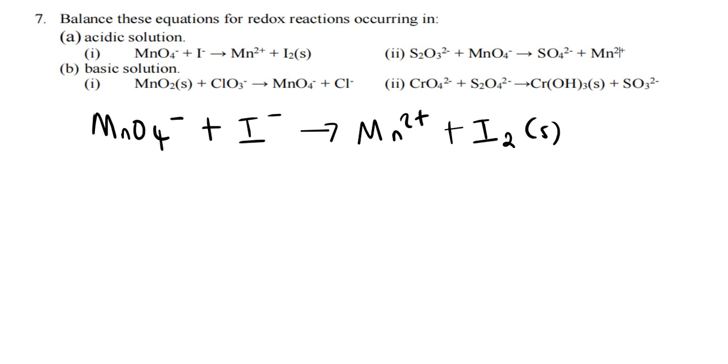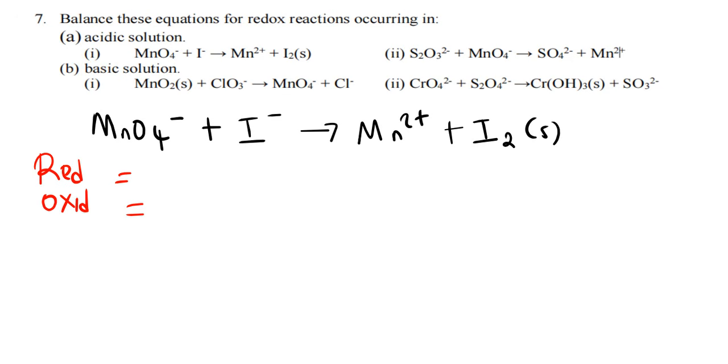Every time we're balancing in acidic or in basic media, you have to write your half reactions, the reduction reaction and the oxidation reaction. In this case, what is our oxidation reaction? Let's just look at manganese itself. In terms of oxygens, there were 4 oxygens, but after the reaction, we don't have any oxygen. So there was a loss in oxygen.